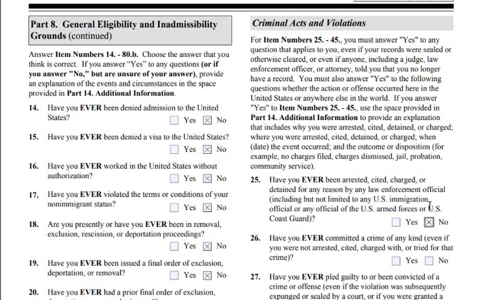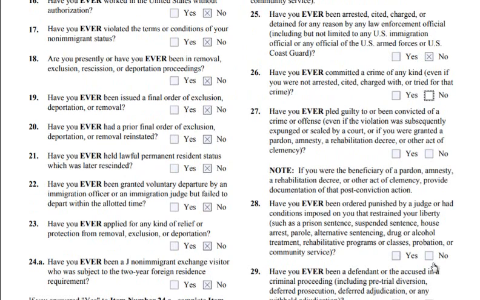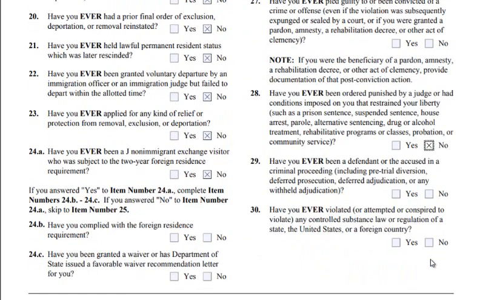Have you ever committed a crime of any kind? Yes or no. Have you ever pleaded guilty to or been convicted of any crime or offense? Yes or no. Have you ever been ordered punished by a judge or had conditions imposed on you that restrain your liberty? Yes or no. Have you ever been defendant in criminal proceedings? Yes or no. Have you ever violated? Yes or no. As you can see, they ask you many questions that you must answer. It's just yes or no, guys, and they're going to continue.